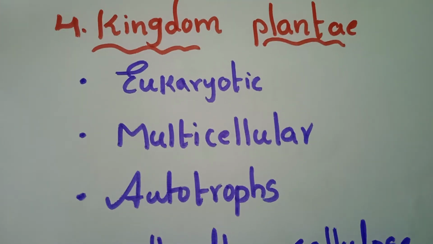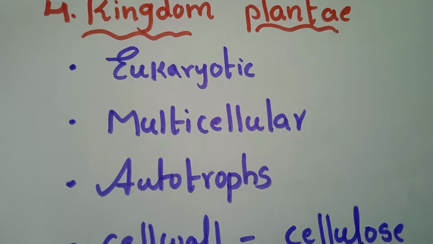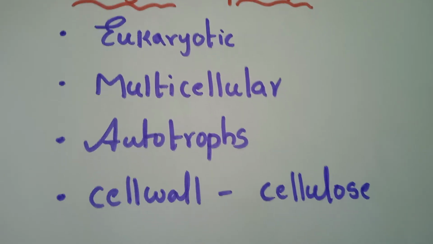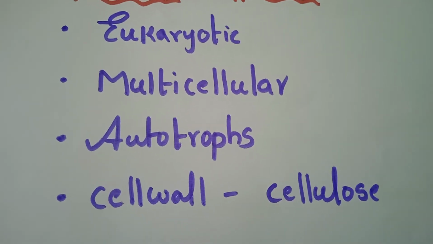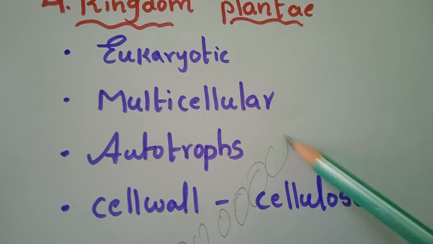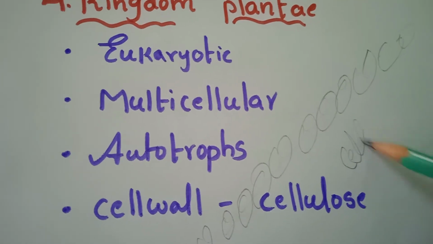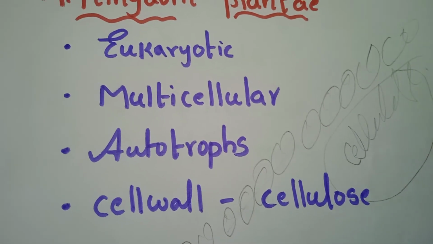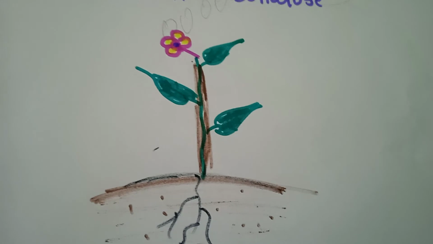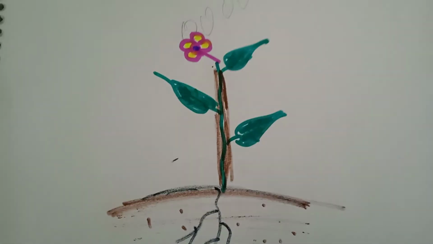The fourth kingdom is Plantae. Eukaryotic, have a nucleus, multicellular, made up of many cells, autotrophs. We know very well about photosynthesis performed by plants. And the cell wall is made up of cellulose. As usual, monomers of glucose form a polymer, the polymer cellulose. So, these are all glucose molecules that combine and form cellulose. By this the cell can form a cell wall. This one is a plant. It performs photosynthesis. These are autotrophs.